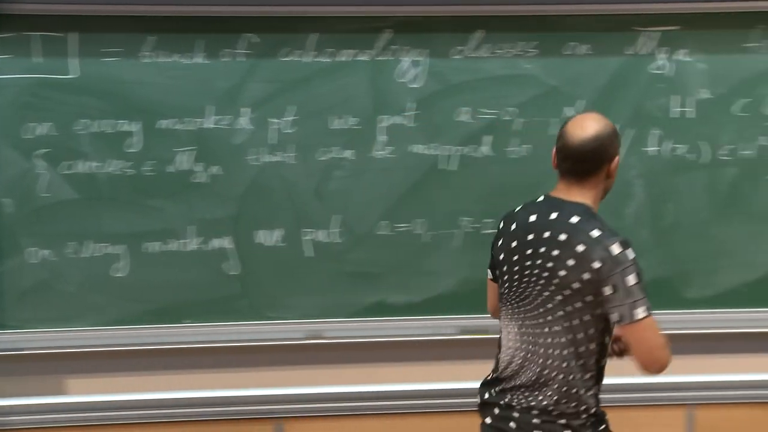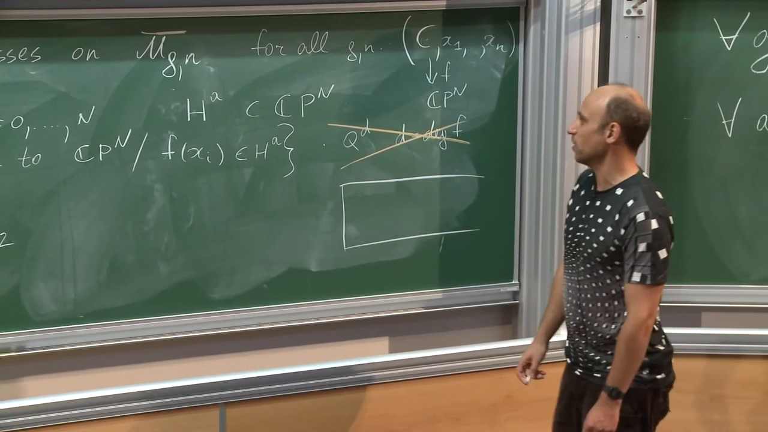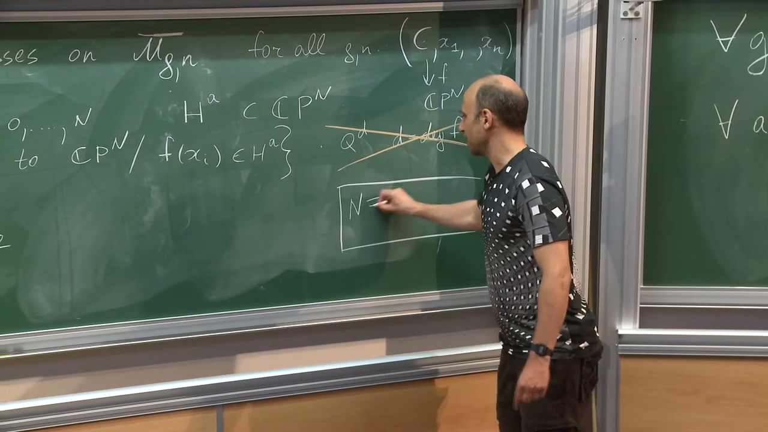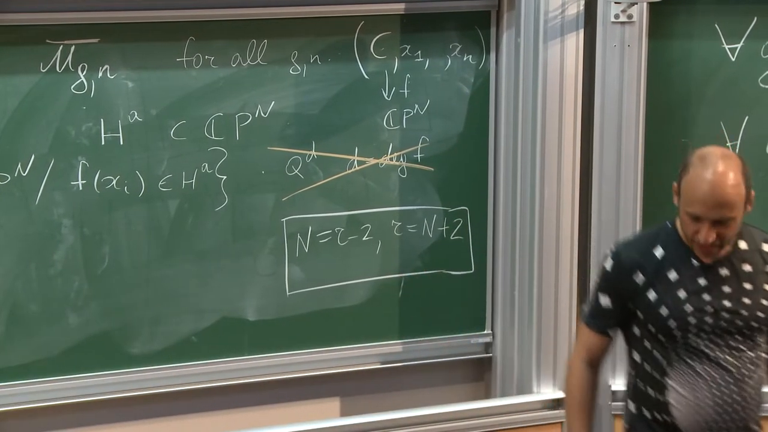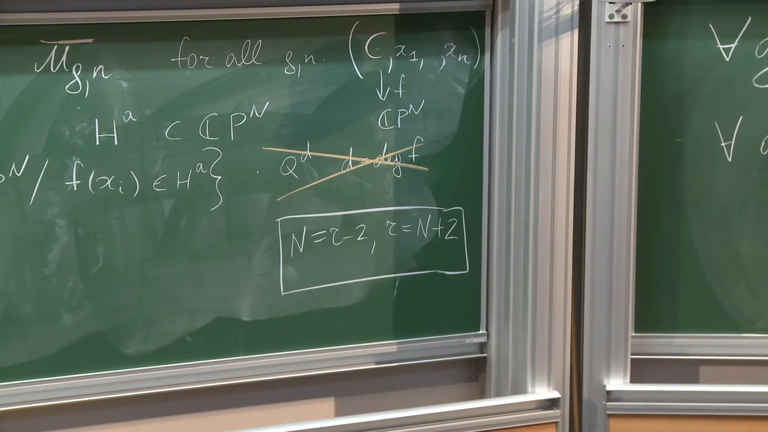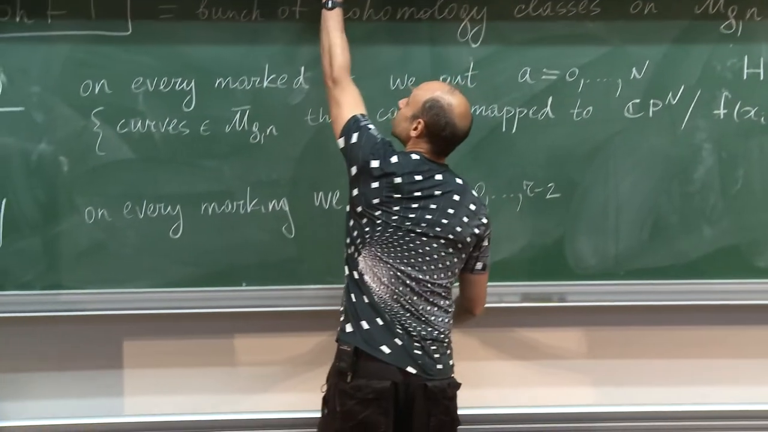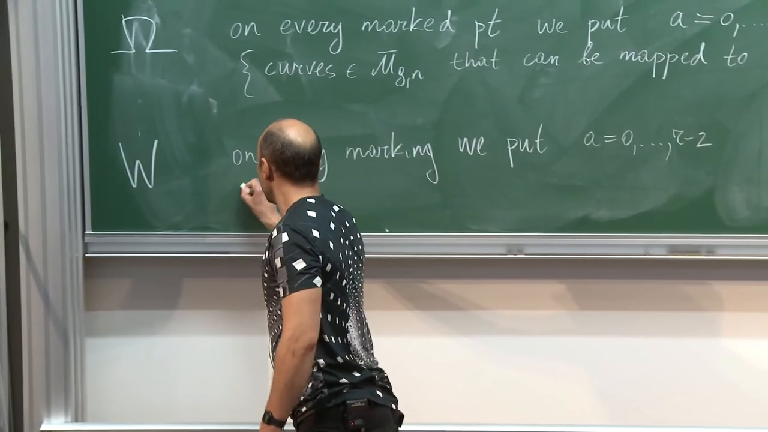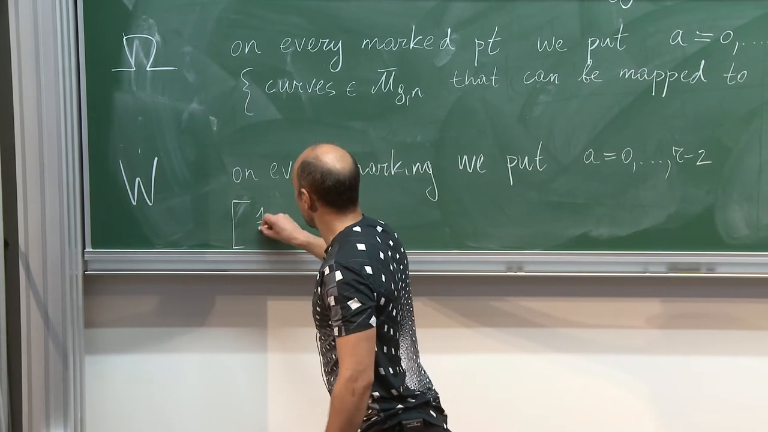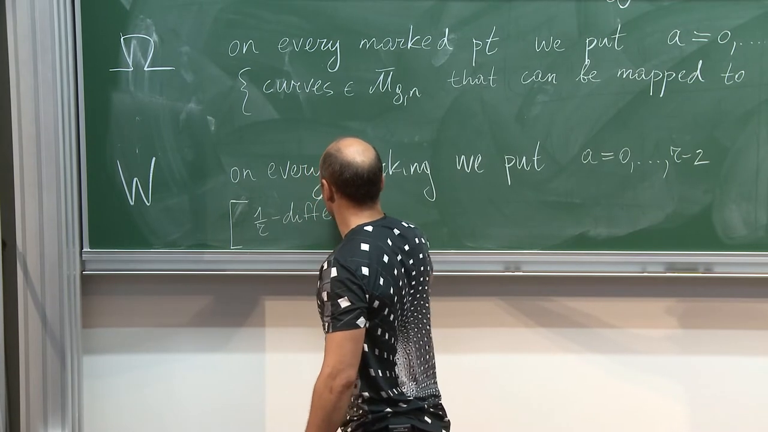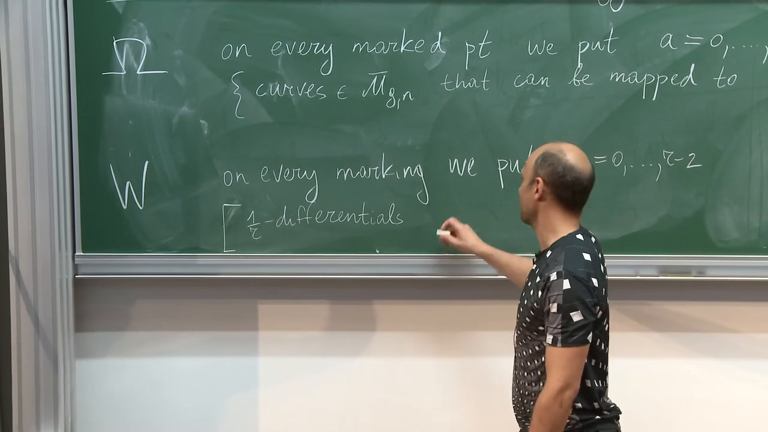So from this point on, in order to treat both theories in parallel, I will set n equals r minus 2, or r equals capital N plus 2. And then I will be able to talk about both theories in parallel. And then you look at the space of 1 over r differentials, let me call it gamma, for instance.